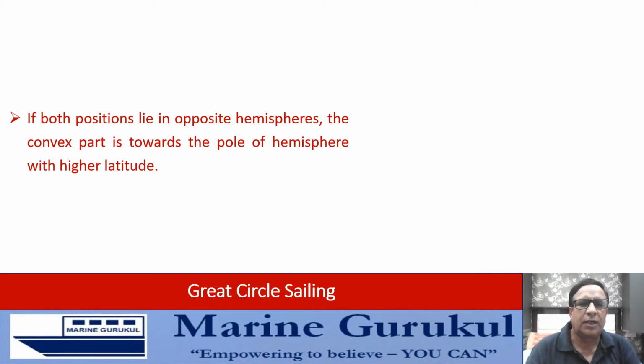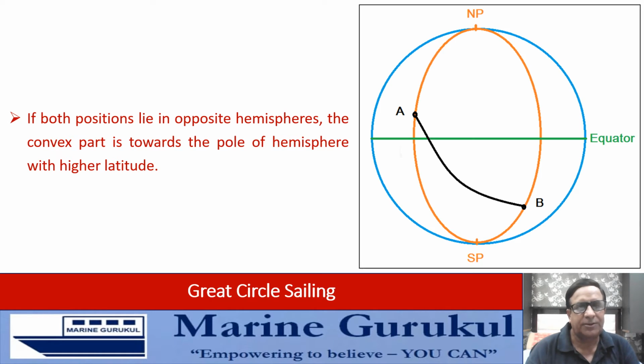Now if the positions lie in opposite hemispheres, that means the departure and arrival positions do not lie in the same hemisphere, then the track shall curve and present its convex part towards the pole of the hemisphere in which the position has the higher latitude. Whichever of the two has the higher latitude, that particular pole would be the pole towards which the convex part of the curved track shall be presented.